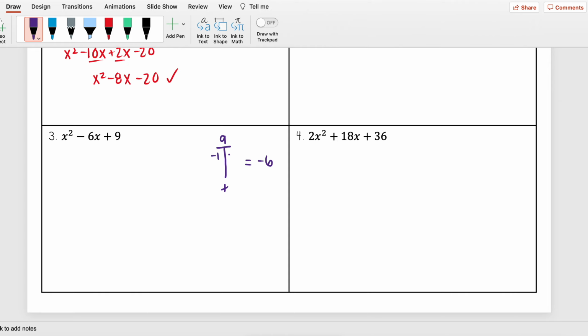And so I have negative 1 times negative 9 gets me 9. And then negative 3 times negative 3 gets me 9. And I see that negative 3 plus negative 3 gets me negative 6. So my answer here is going to be x minus 3 times x minus 3. Or you could go ahead and write that as x minus 3 squared.